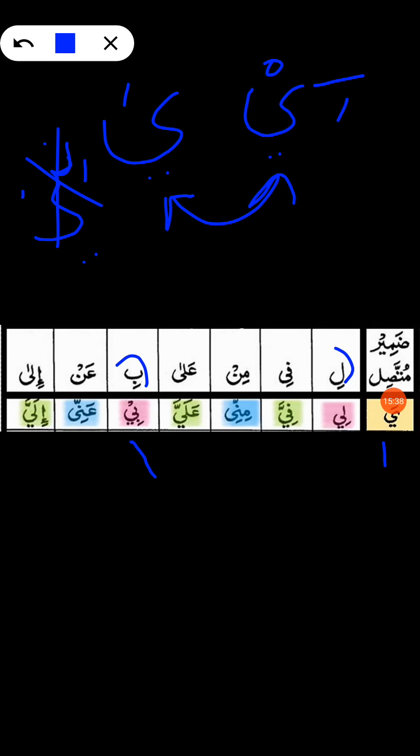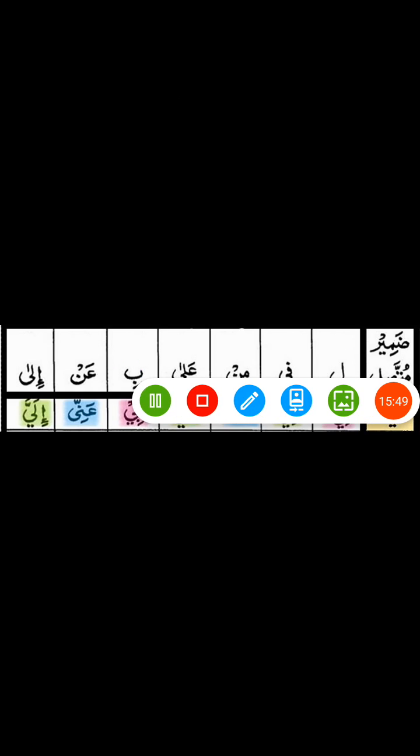So you can see that if you join this ya with bi or li, then of course it's going to be li and bi. Quite obvious. Okay, let's look at the next ones.